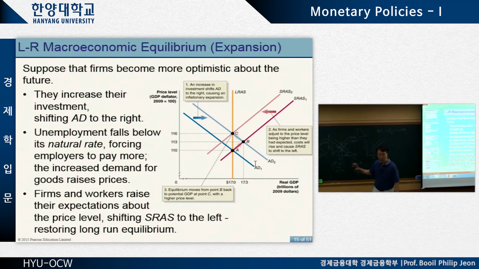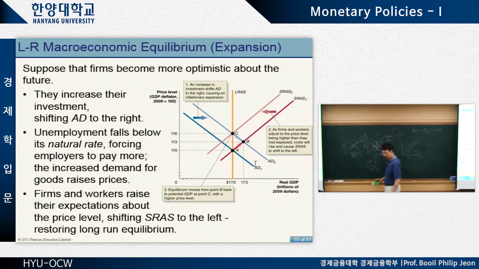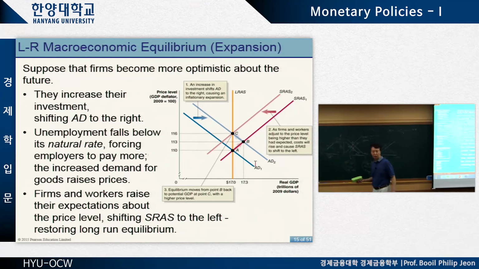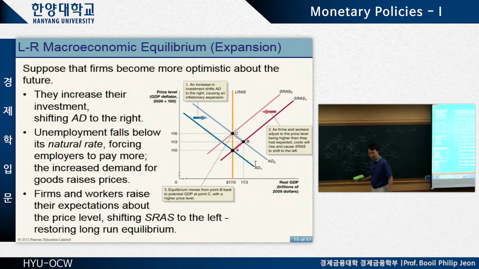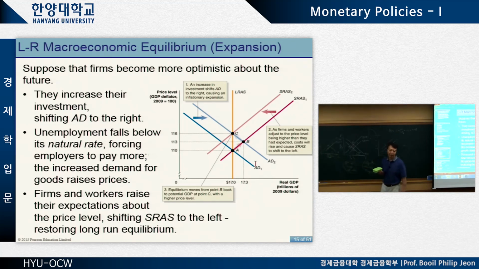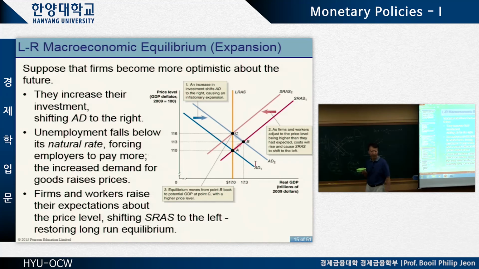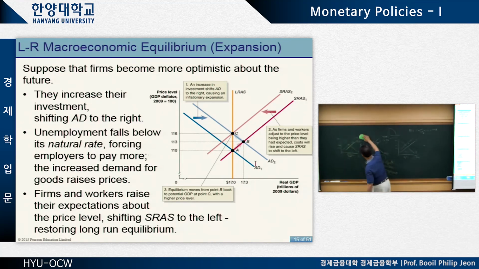You need to be able to follow through this process and explain. In your final exam, my guess is you will see at least one or two essay questions. And the essay question will be something like this: using the graph, explain what happens to the economy, or explain the adjustment process in the economy.